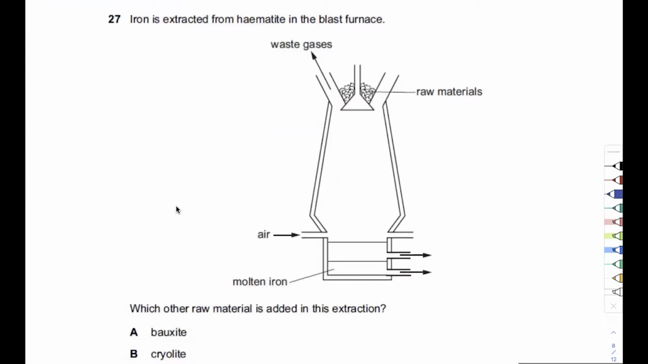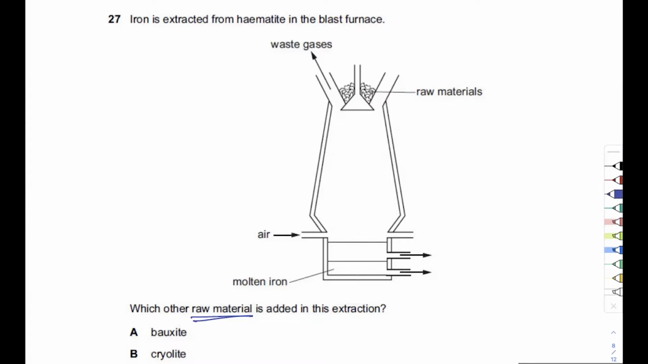Okay, iron is extracted from hematite in the blast furnace. Which other raw material is added in this reaction? So iron is extracted from hematite. What are raw materials? This term has been misunderstood by students multiple times. So you have to remember that raw materials are things which are not formed during the reaction.